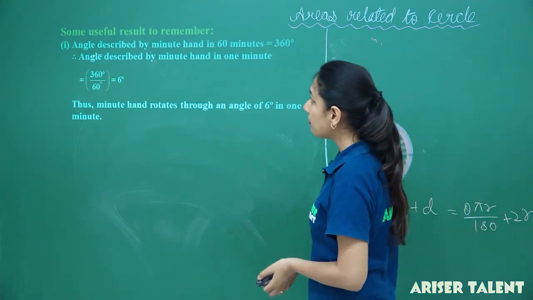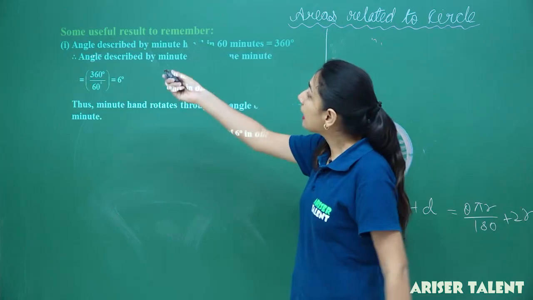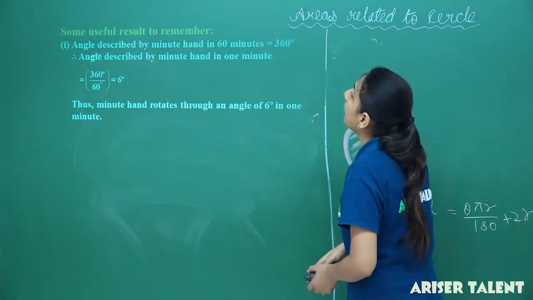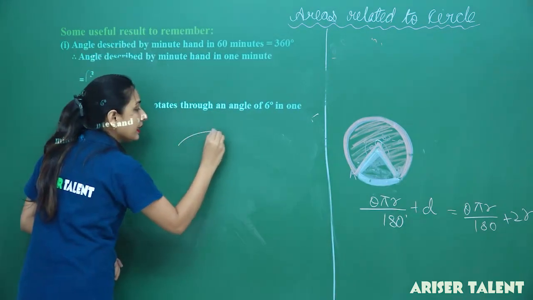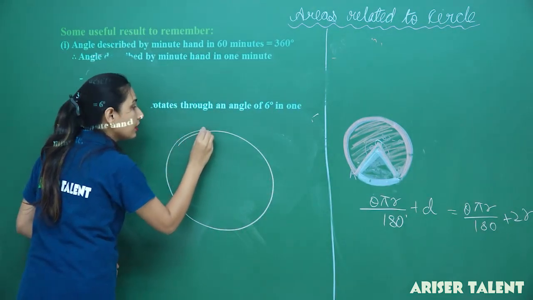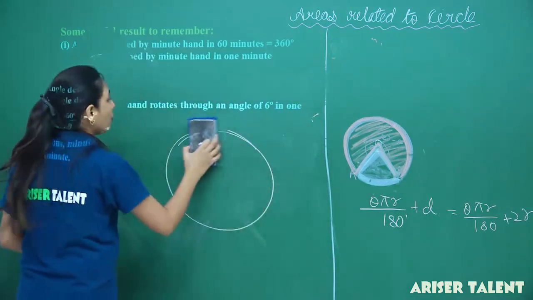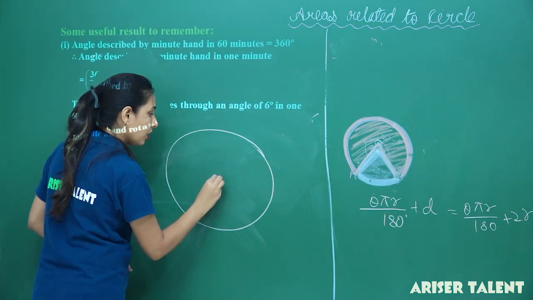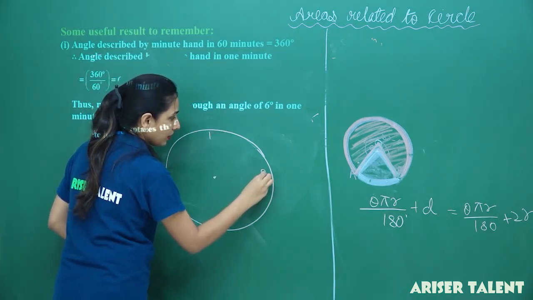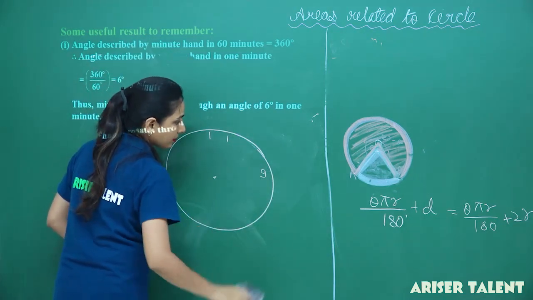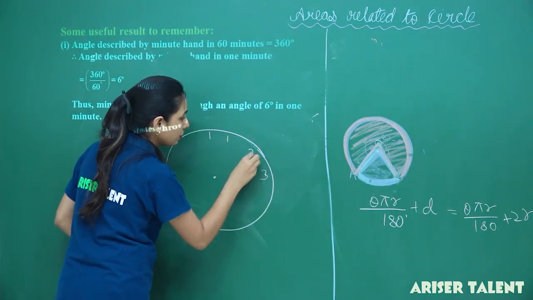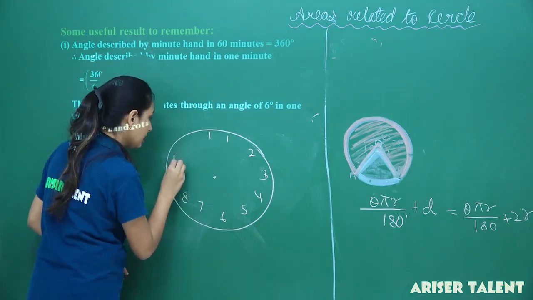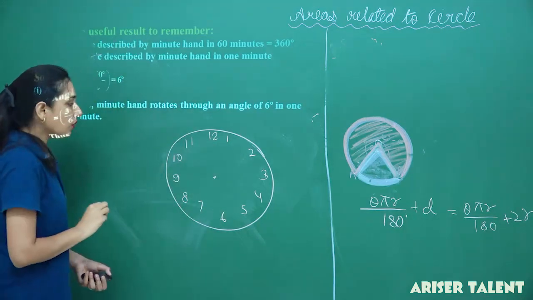Now, some useful results to remember. This you have to remember: the angle subtended by the minute hand in 60 minutes. Here you have a watch. We will have some interesting questions on the watch. So, this is a watch. We have 9 here, 3 here, 2 here, 4 here, 5 here, 6 here, 7, 8, 9, 10, 11 and 12. So, this is our watch.